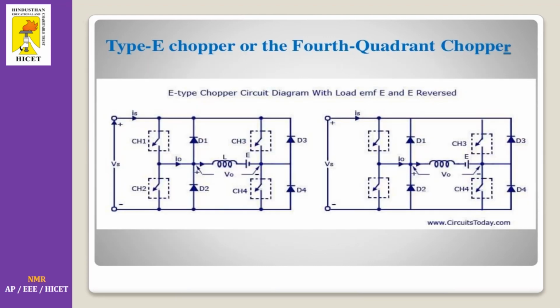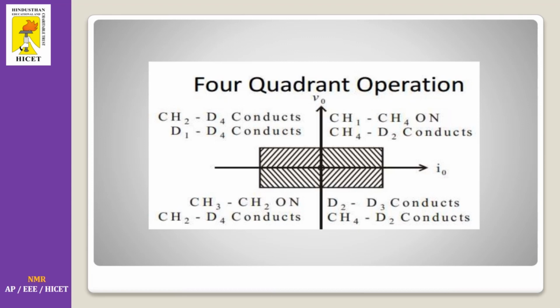So from all the above classification, type E chopper is a very important chopper. It is a four-quadrant chopper. It is very simple. You can see the circuit diagram. It is a bridge combination circuit. The type E chopper circuit diagram is shown with the load EMF E, and E is reversed. The type E chopper comes with four-quadrant operation as shown in the figure.